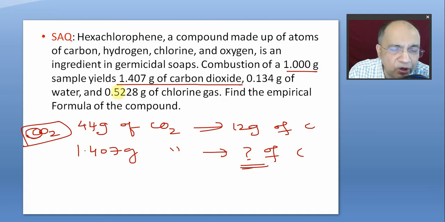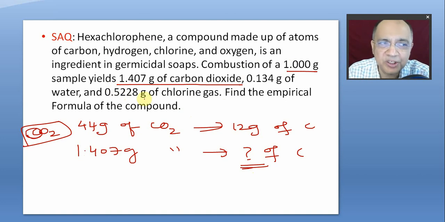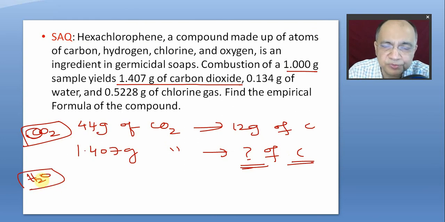Because we have only given oxygen for combustion from outside, not any other element. So whatever carbon dioxide has been produced, it is produced from the organic compound. And from that, whatever carbon we got by calculation, that much carbon must be present in 1 gram of the original compound.